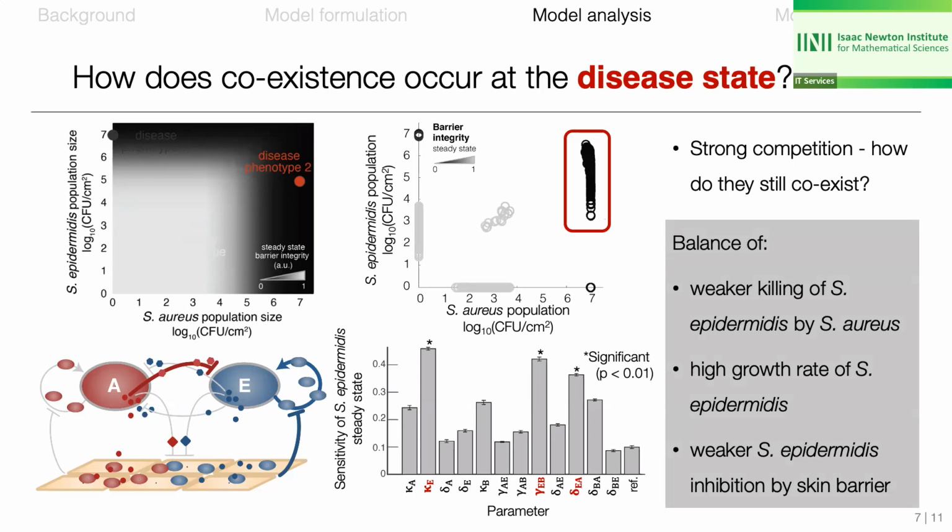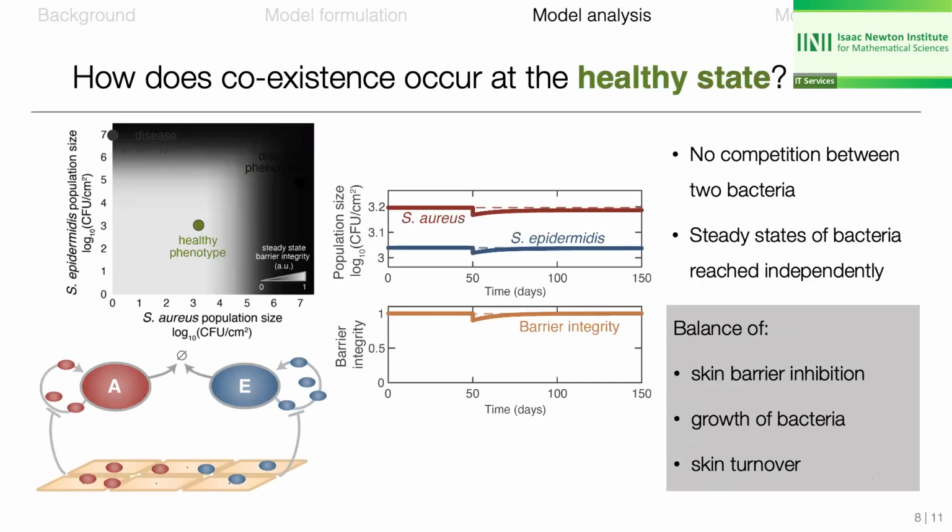Now moving on to the coexistence at a healthy state. This is somewhat more intuitive because these two bacteria aren't really competing with one another at a healthy state. So the steady states of these two bacteria are reached independently. And the coexistence comes about from the balance between the inhibition by the skin barrier, the growth rates of the two bacterial populations, and the killing of the bacteria by skin turnover.